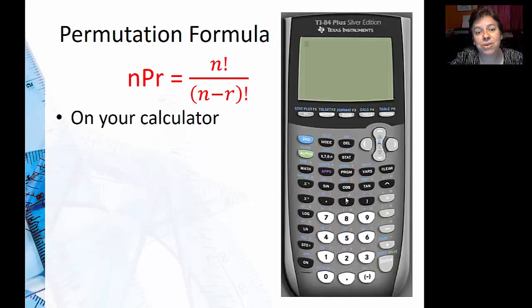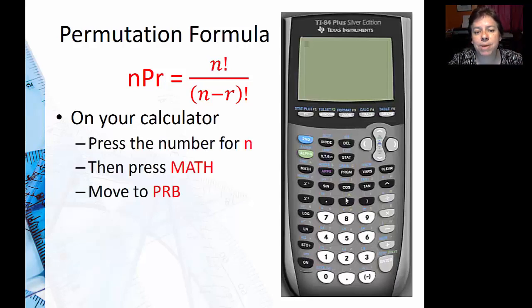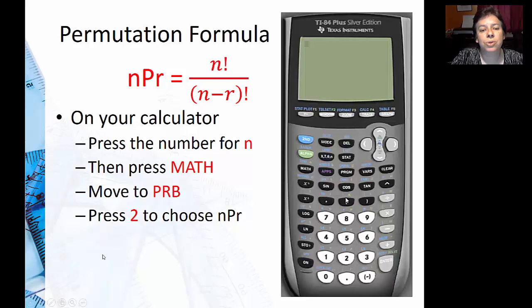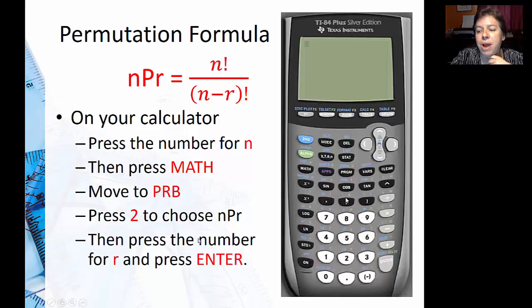But the nice part, on your calculator, there's a shortcut so you don't even have to do factorial divided by factorial. First of all, you're going to press a number n, then press math like we did before, PRB. But instead of hitting the factorial button this time, we're just going to press 2 to choose nPr. You can also arrow down and hit enter. And then we are going to put the number. So let me show you how that looks. After you press 2, nPr is going to show, and you put in the r. So start with n, math, PRB, 2, r, and then enter.